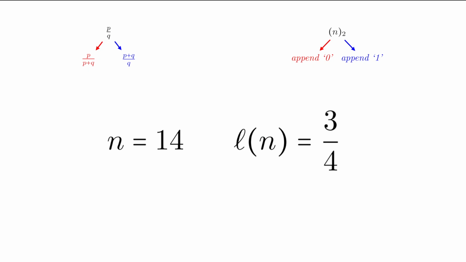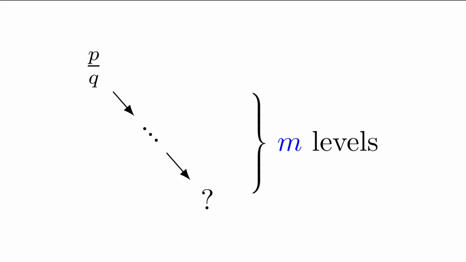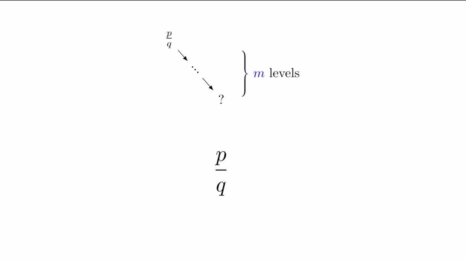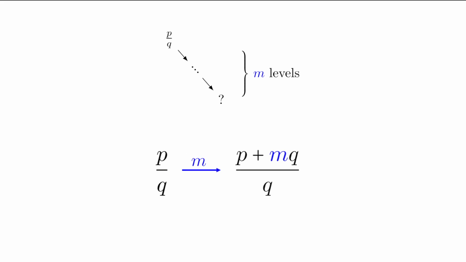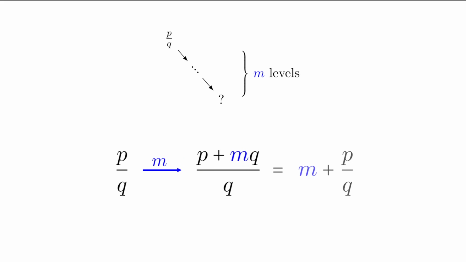This process was faster, but we still had to perform the left and right rules one at a time. So let's see what multiple moves in a row look like algebraically. Here I'm showing m right movements in the tree. We begin at p over q and apply the right rule m times. This simplifies nicely to m plus p over q.